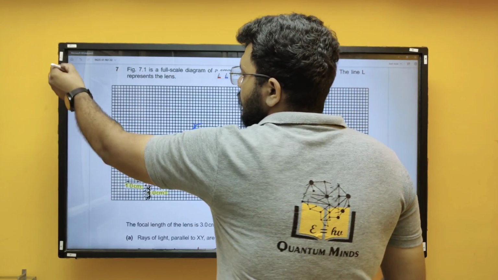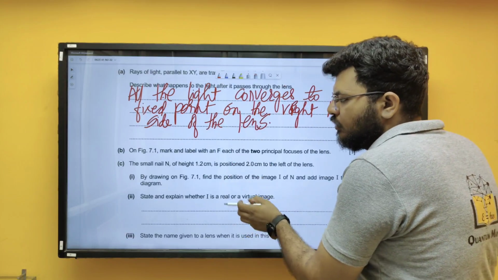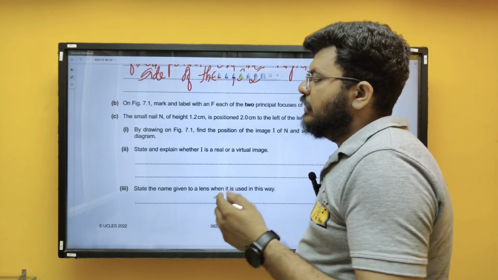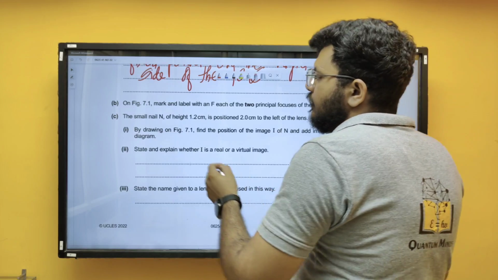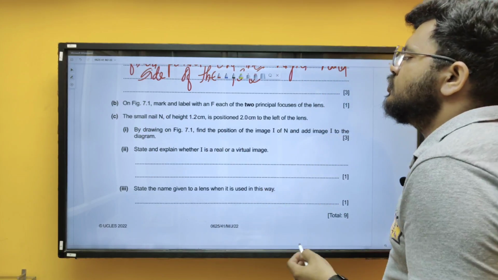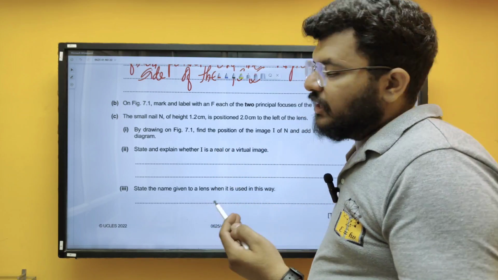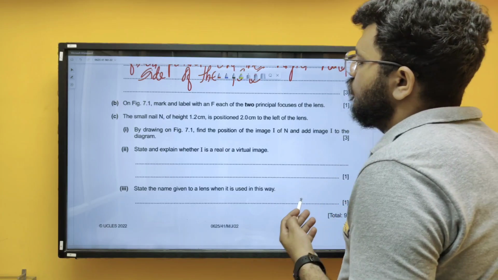Let's see what is the next part of the question, right? You can always use your ruler, you can always use your pencil. Then the small nail of height 1.2 centimeter is positioned 2 centimeter left of the lens, which means it is nearer to the lens compared to the focus.